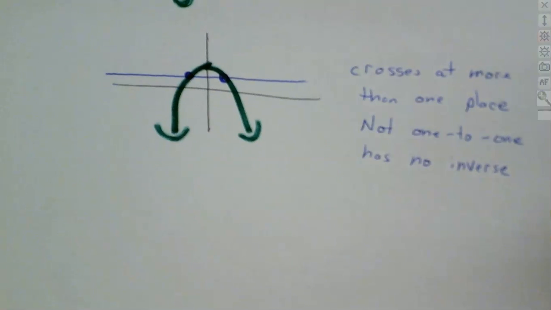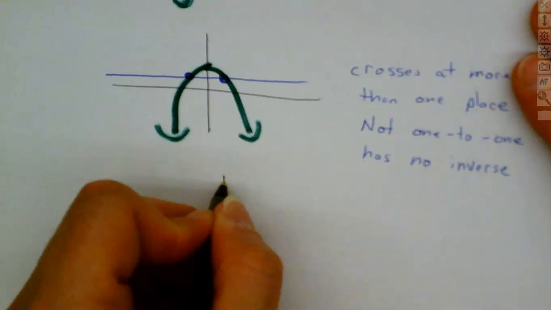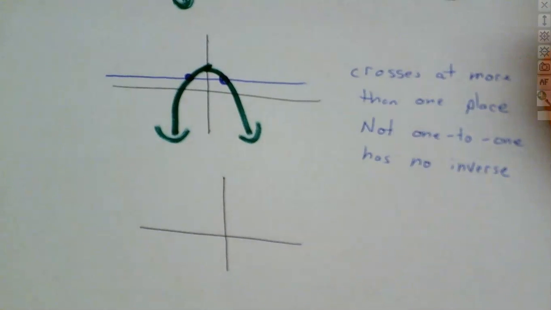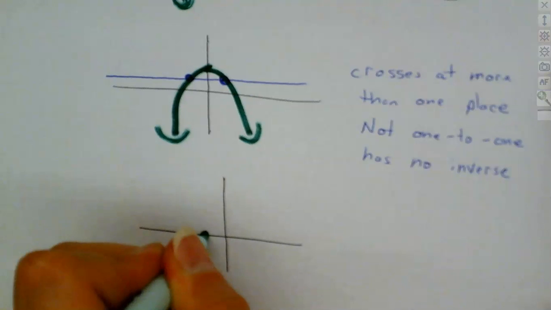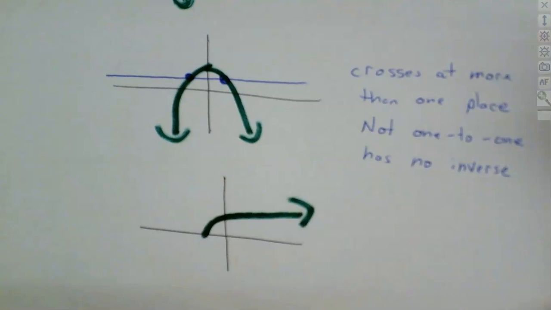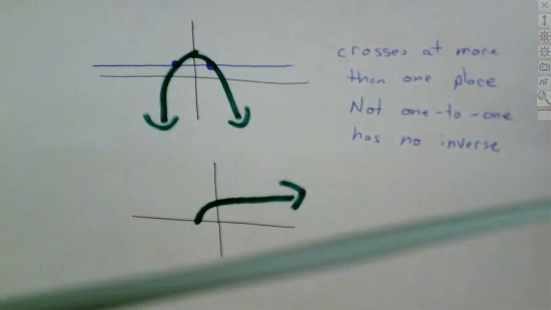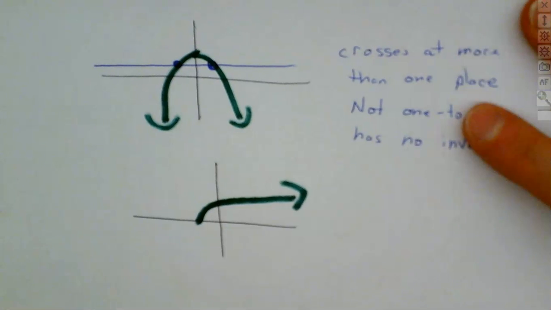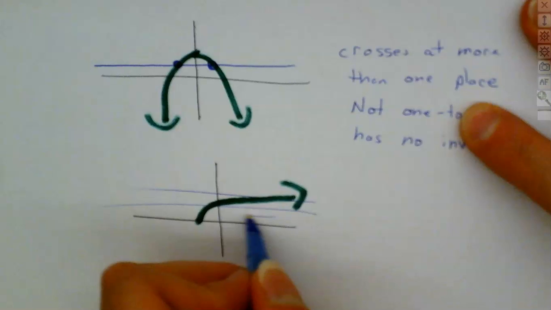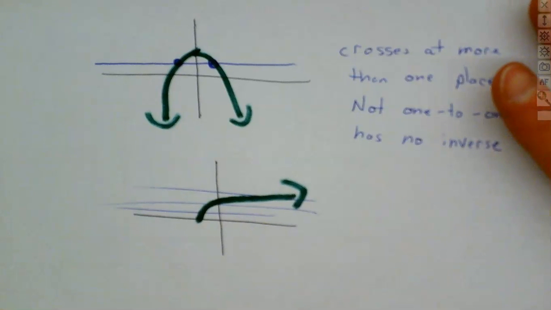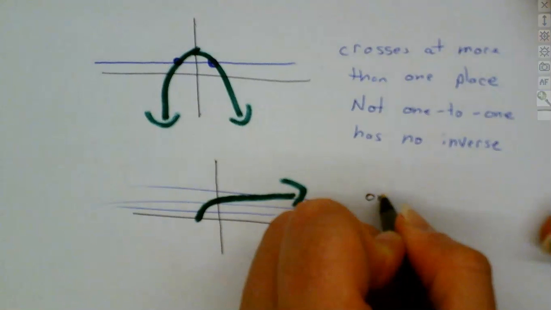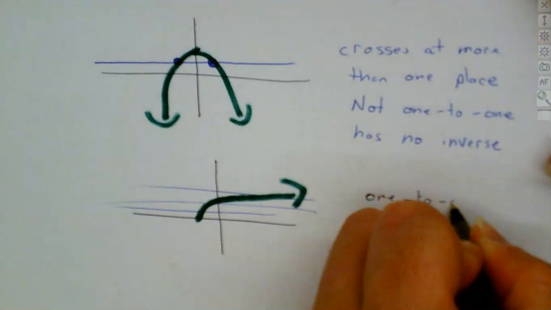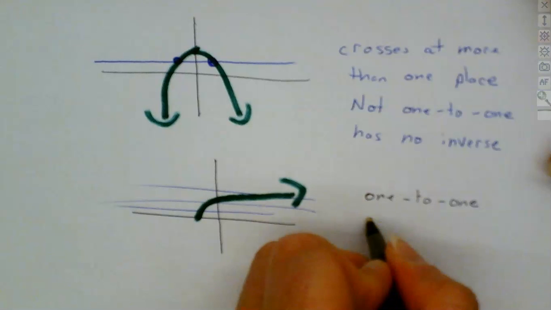Let's do one more, just to make sure we understand this completely. What about a square root? What about a square root graph? Does that one have an inverse? Yeah, because if you draw lines, none of those lines touch the graph at more than one place. So that means this is 1 to 1 and has an inverse.